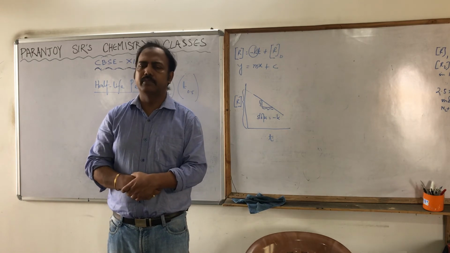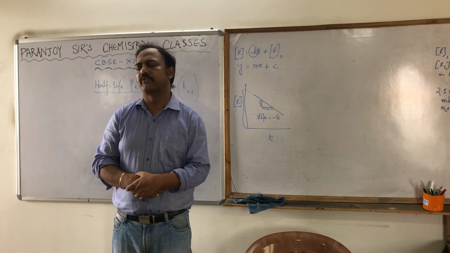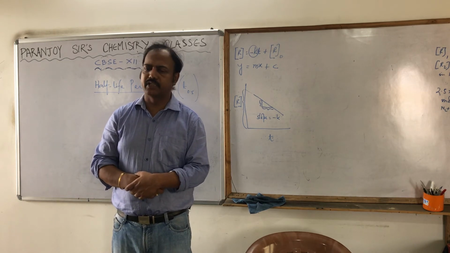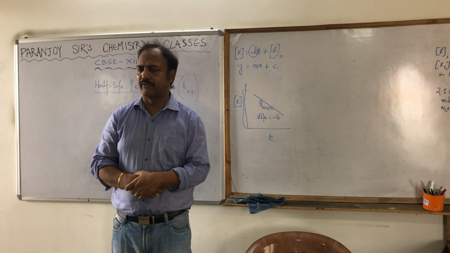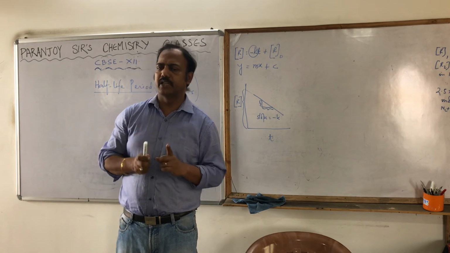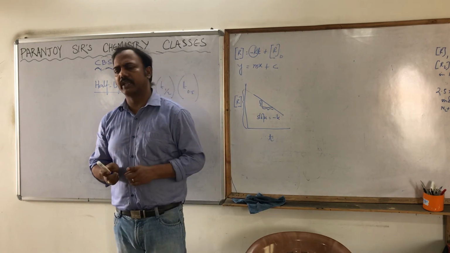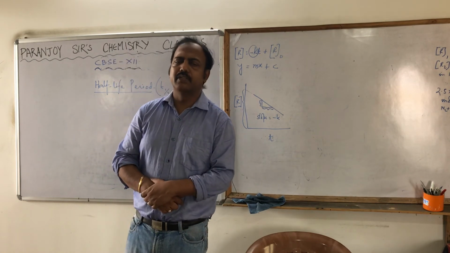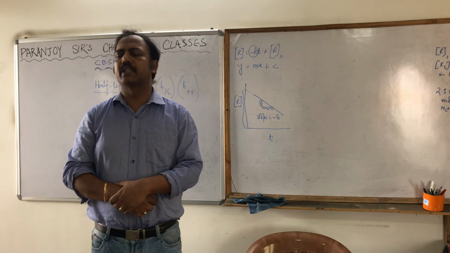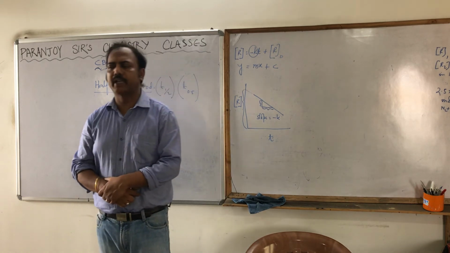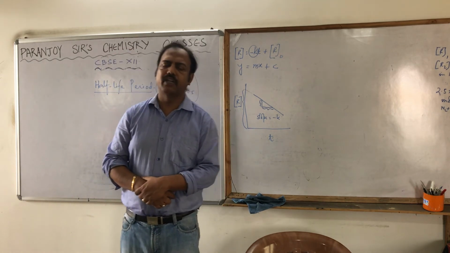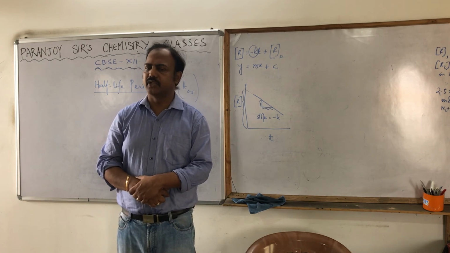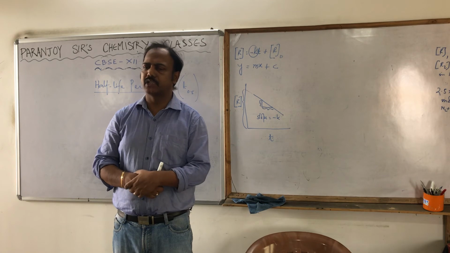That time required to make the concentration of the reactant half of its initial concentration is called the half-life period. Physically, please understand it. Then automatically, whatever I am saying, we are going to write it mathematically. What is half-life period? It's the time required to make the concentration of the reactant half of its initial concentration, whatever the initial concentration is.